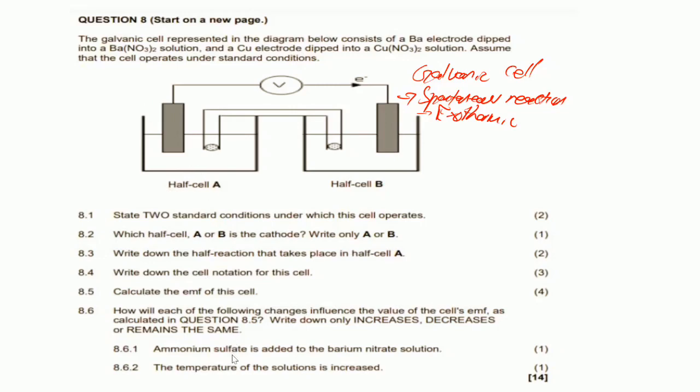So we do understand that if we increase the temperature of the solutions here, then this will negatively impact the EMF, the E cell. So what will happen in 8.6.2? If we increase the temperature of the solutions, because the galvanic cell is spontaneous and exothermic, it will decrease, right? So that's the solution that we have for this one. Awesome.